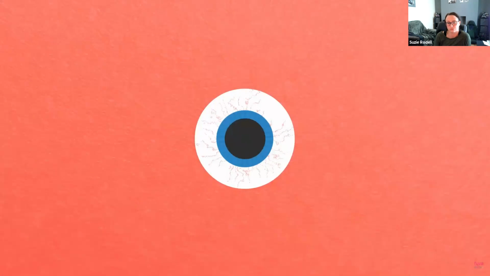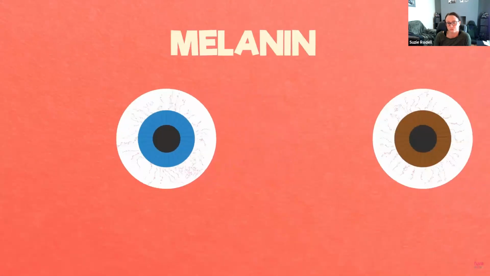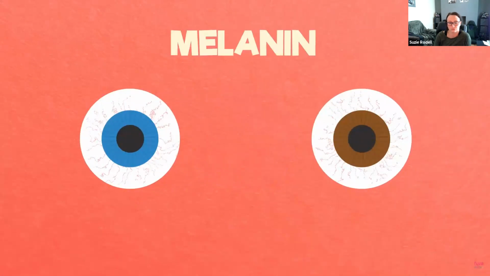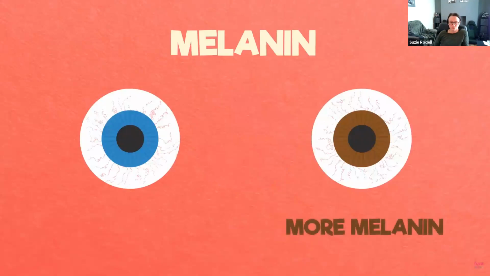The color of our iris depends on how much protein, called melanin, is present, and is determined by our genetics. Brown-eyed individuals have more melanin, whereas blue-eyed individuals have less.